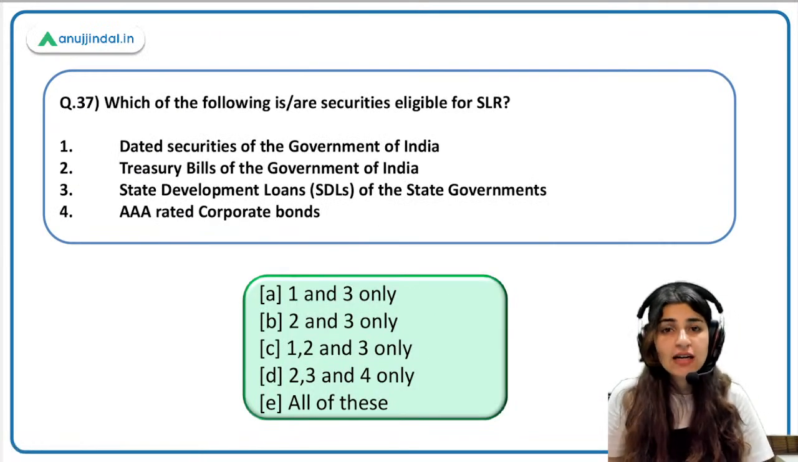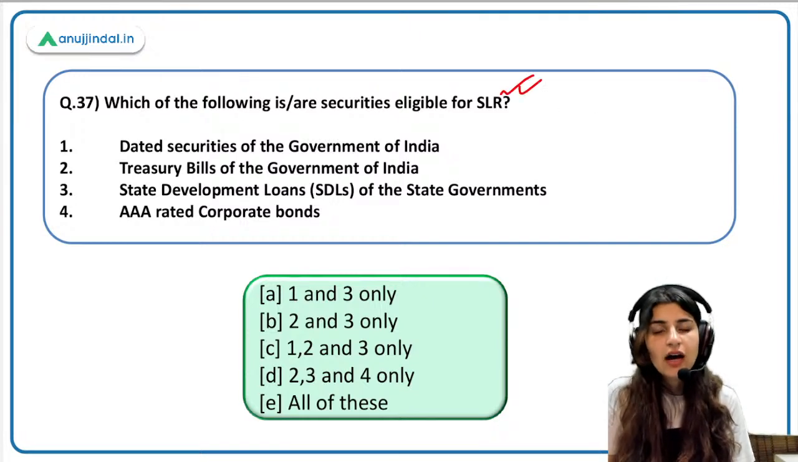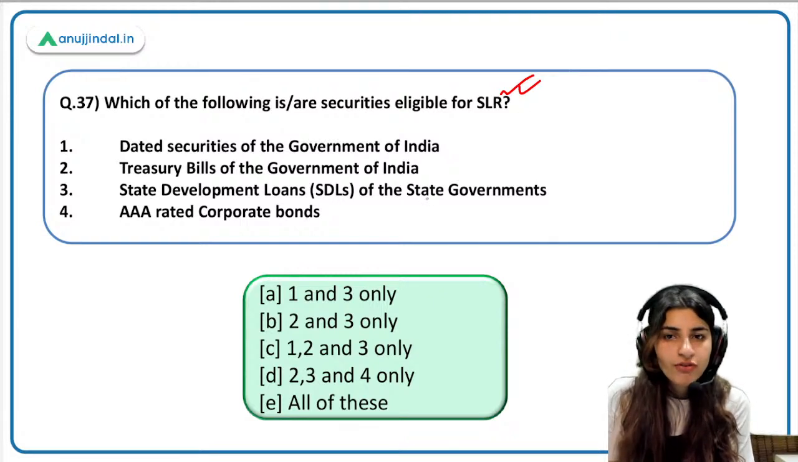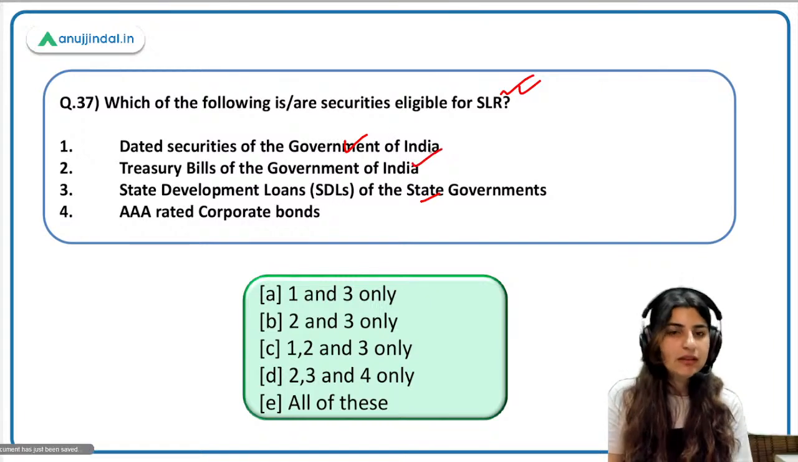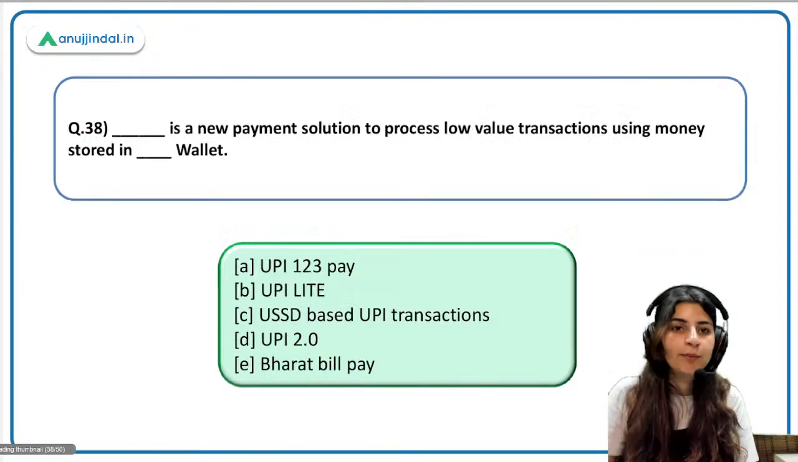Which of the following is not eligible for SLR? Very good question. एक question RBI में phase 1 में आया हुआ है. State development loans of state governments, correct. Dated securities of the government, definitely. T-bills, definitely. AA rated corporate bonds, this is incorrect.